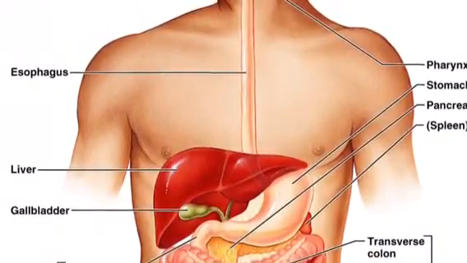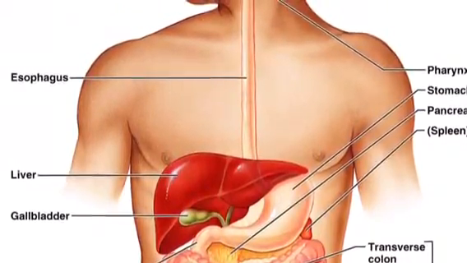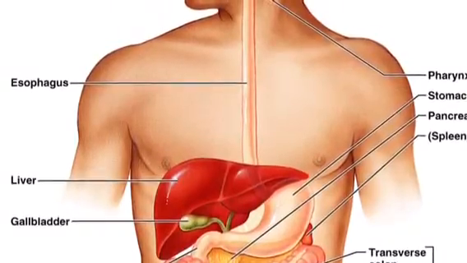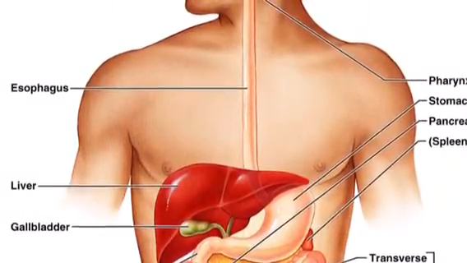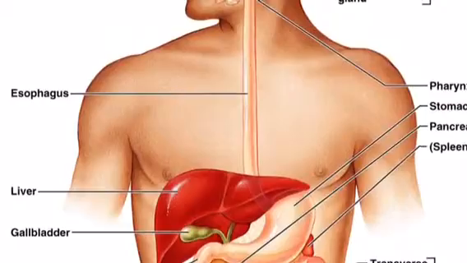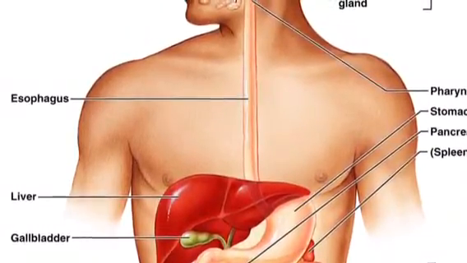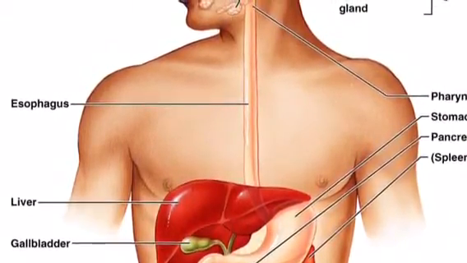Food is then processed by the digestive system, which consists of four phases: ingestion, digestion, absorption, and elimination. Food is then broken down into macromolecules, which are then put into polymers.